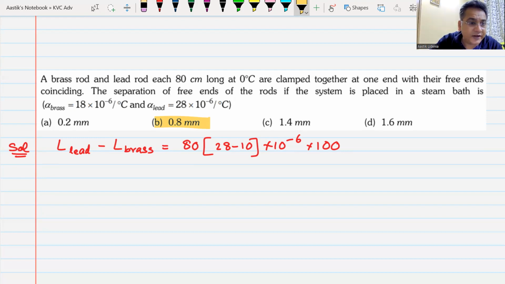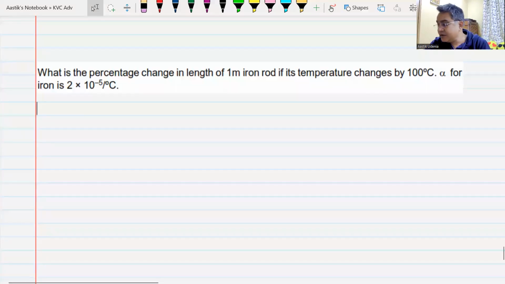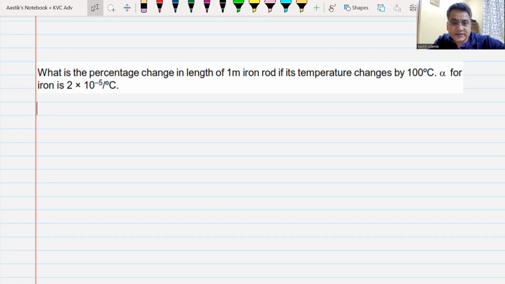Okay, well done. Now let us come to this one. And from this chapter, this percentage wale question comes a lot. So this is the next question. And I hope you can give me an answer. What is the percentage change in the length of a 1 meter rod if its temperature changes by 100 degrees Celsius? So I'll give you 2 minutes to give me the answer for this.